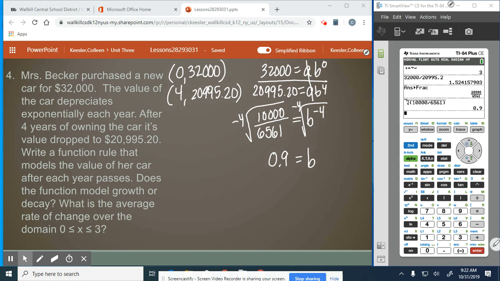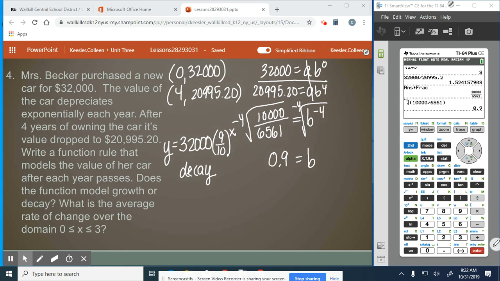So now again, we have enough to write our equation because we know the starting value is 32,000. So we can have our function written as y equals 32,000 times 9/10 to the x. And that is obviously decay because the b value is between 0 and 1. So it's going to be decreasing in value. So now we want to know the average rate of change over the domain of 0 to 3. Again, domain is just referring to the x values.